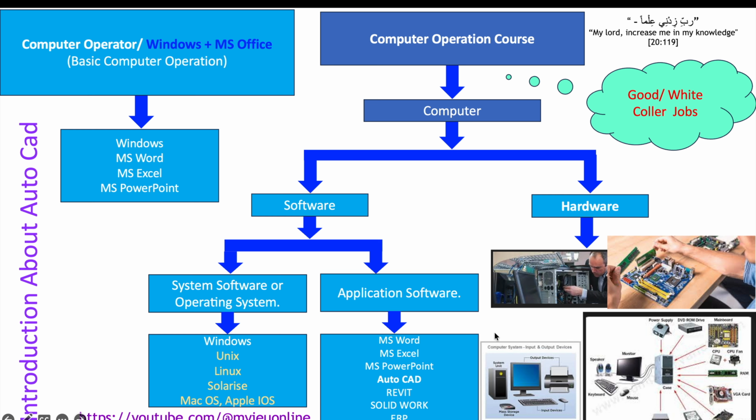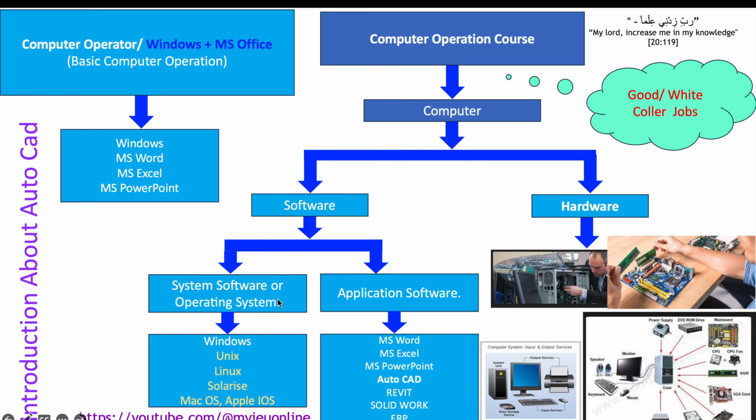The software is a very huge part. It's divided into two parts. First is the system software, like Windows, Unix, Linux, Solaris, Mac OS. Every computer must have at least one of these operating systems. The operating system is responsible for managing the hardware, software, files and folders, managing the applications, and giving privileges to the files and folders.